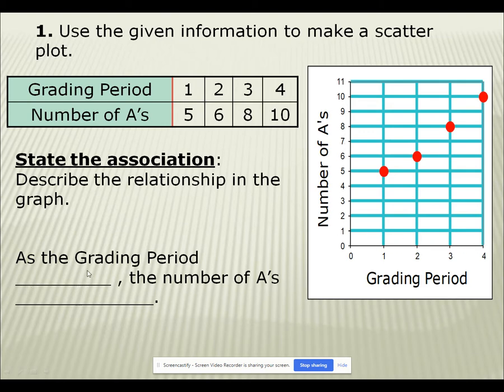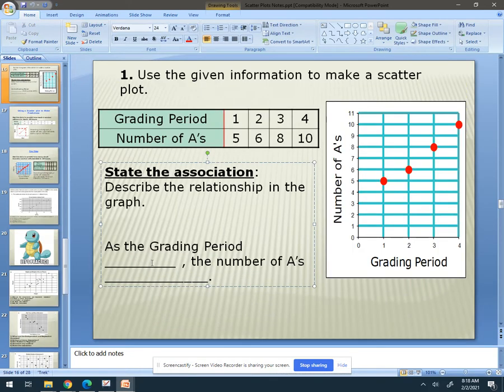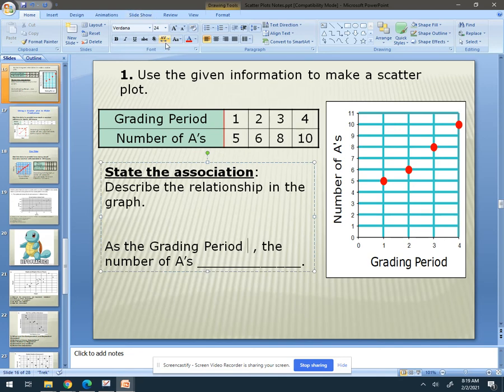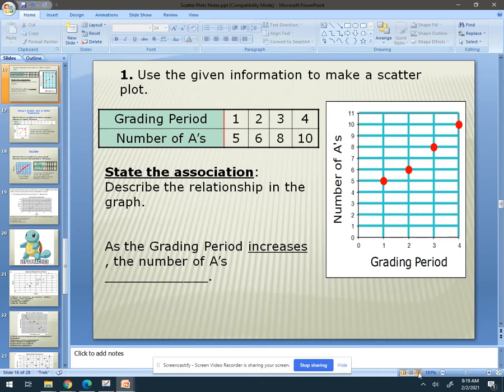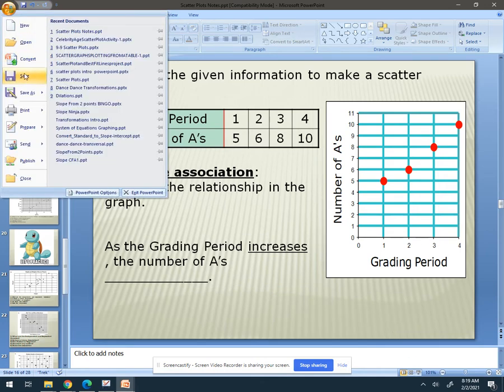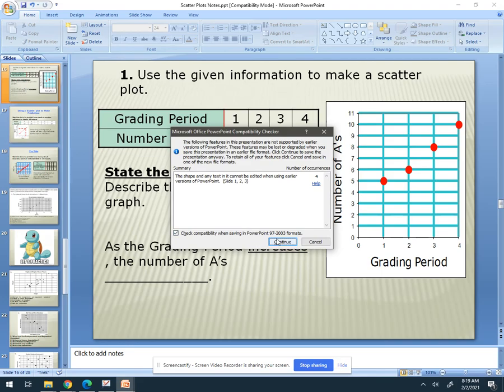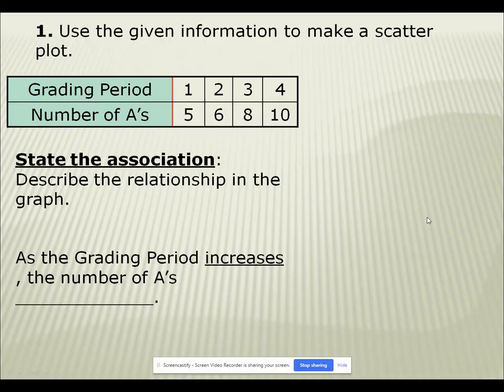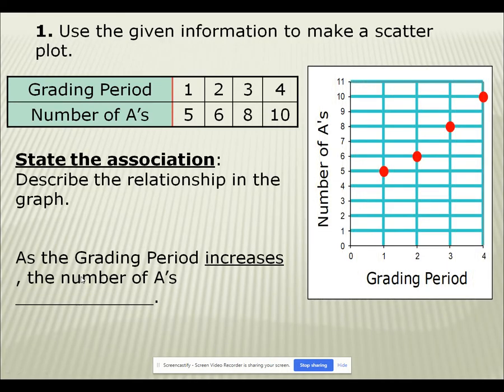And when you're doing this, I'm going to type this, change this, because it's always going to say that. Save that. All right. So when you're doing these problems, it's always going to say increases for the first one. That's how you're going to state it. So always talk about the x, the independent variable.